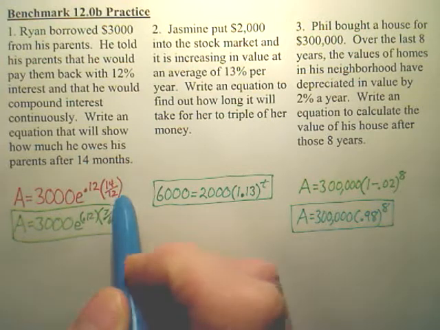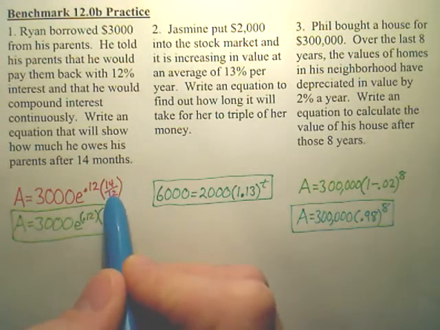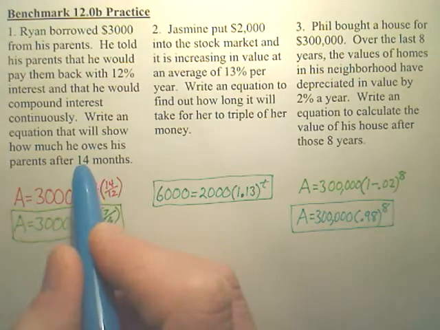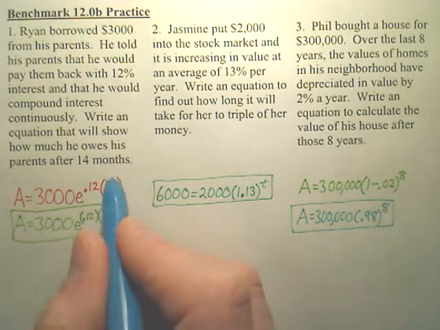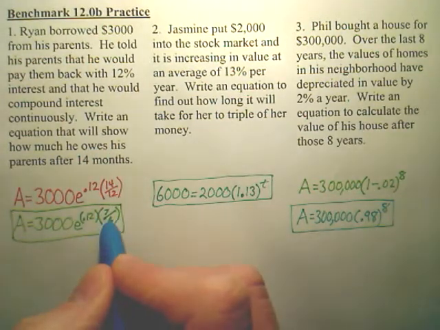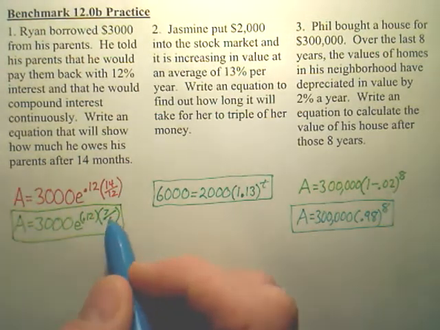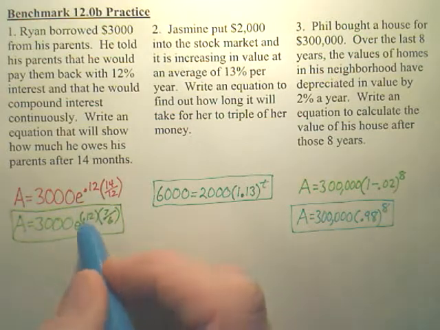Now your time here, why is it 14 over 12? Well, it's in months. 14 months is a little bit more than a year. It's 14 out of 12. If you reduce that to 7/6, it's 1 1/6 of a year. And you're compounding continuously. You can actually do it by month, by day, by hour with compounding continuously.